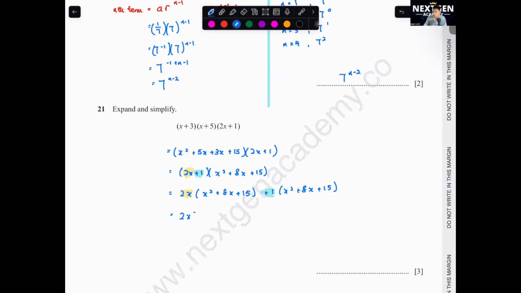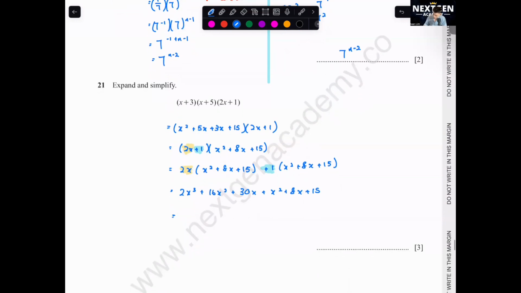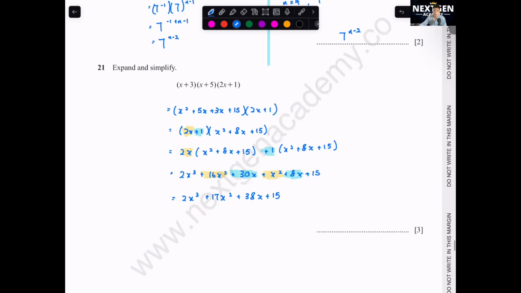So here 2x cubed plus 16x squared plus 30x plus x squared plus 8x plus 15. Okay, then you join 16x squared and x squared, then 30x and 8x. This will become 2x cubed plus 17x squared plus 38x plus 15. Okay, most important, need to be accurate. Okay, don't need to do all the shortcuts.